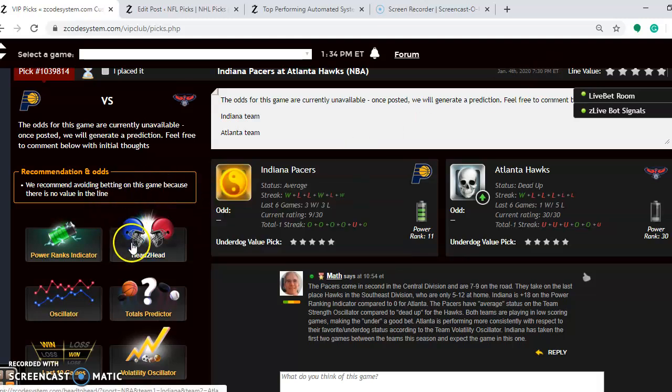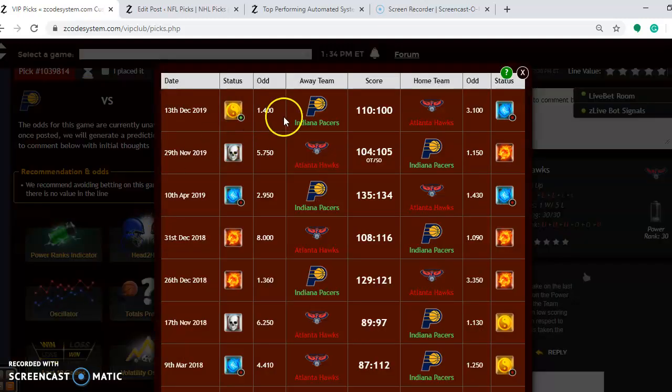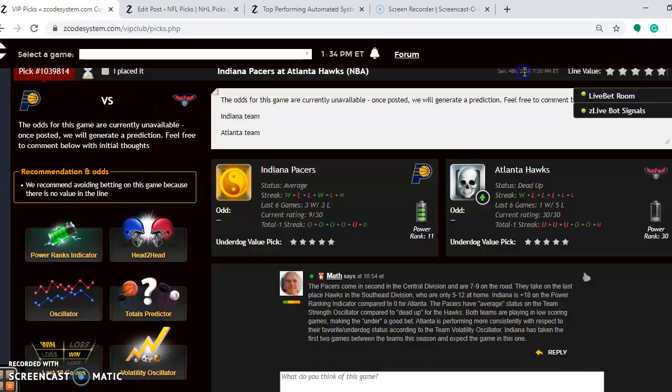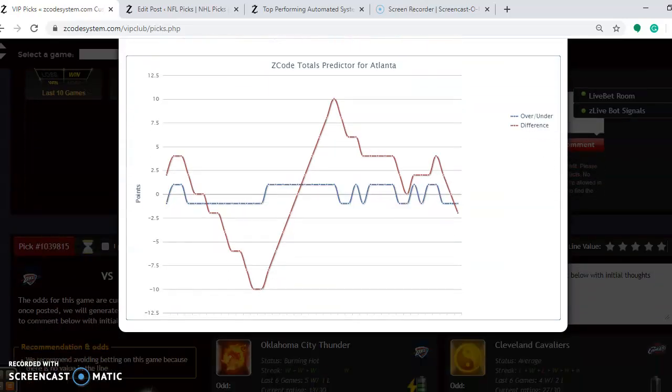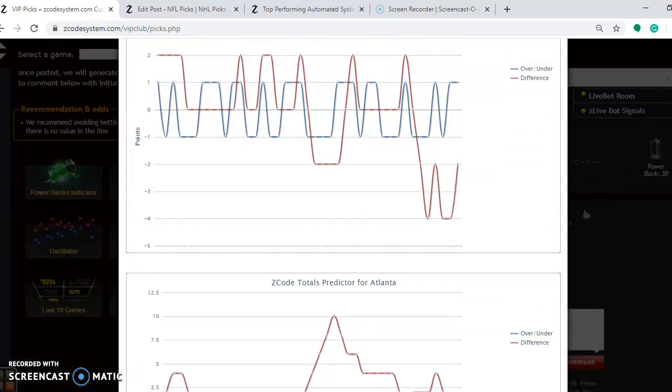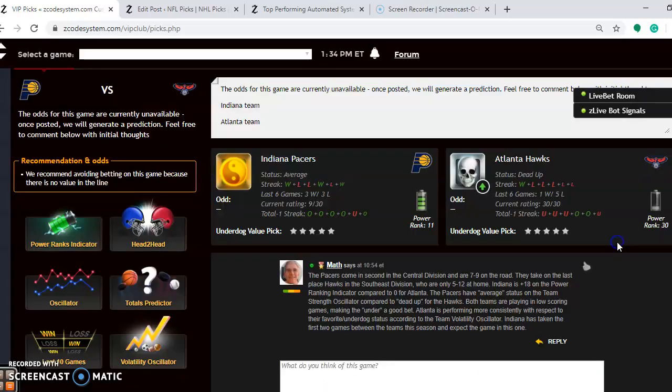Take a look at the head-to-head matchups so far this season. Indiana won both meetings. Yes, they won in overtime, 105-104, and they also won on the road, 110-100, both as favorites. If you're considering the over and under, take a look at this. Indiana is playing in games trending pretty well under the line, and Atlanta is playing in games trending just under the line, so I think betting the under is a pretty wise decision for this game.